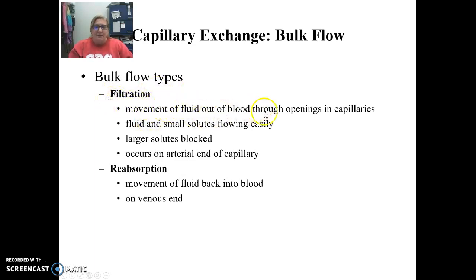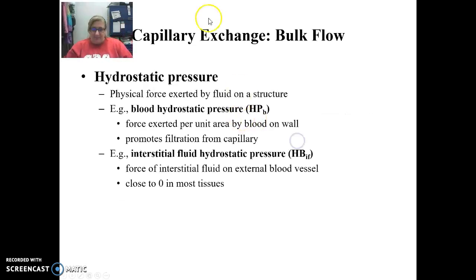Filtration is movement of fluid out of the blood and into the interstitial regions, into the cells. Reabsorption is the movement back into the blood. So typically on the arterial end, we're going to be filtering a lot of materials out. On the venous end, we bring them back in. And the two basic pressures that we look at are hydrostatic pressure and colloid osmotic pressure.